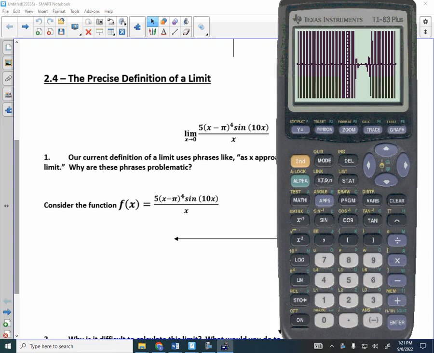What could we do to get a better idea of what we're approaching? Anybody got an idea what we could do with our graph? We could zoom. We could change the window, right?